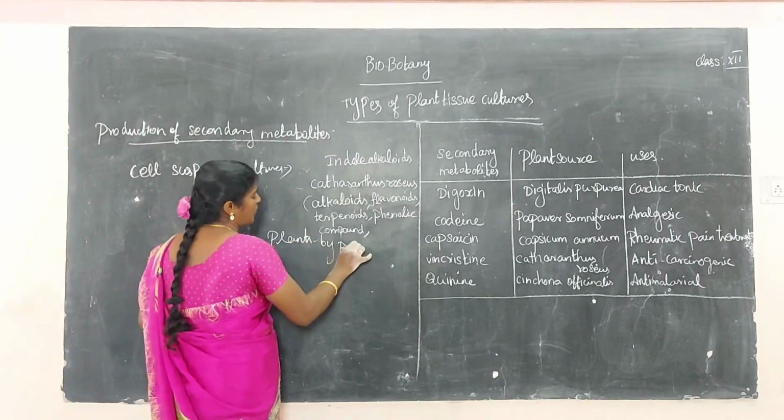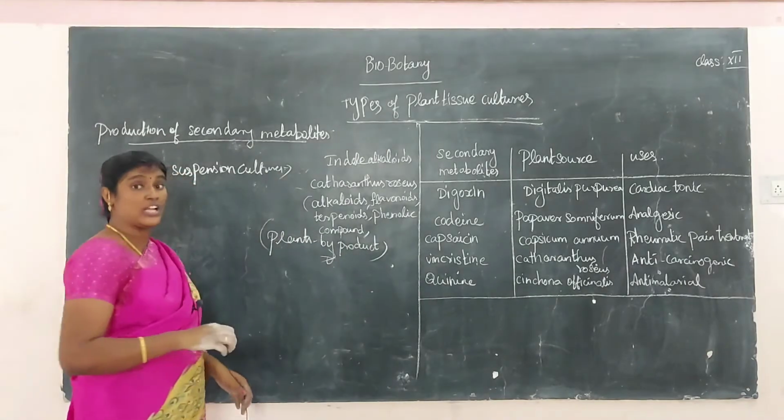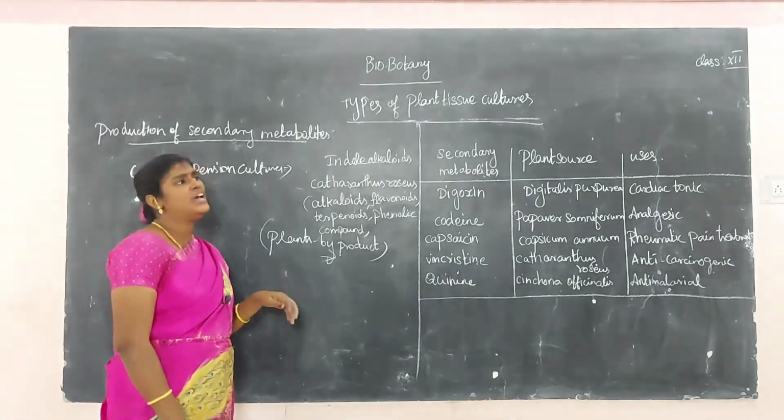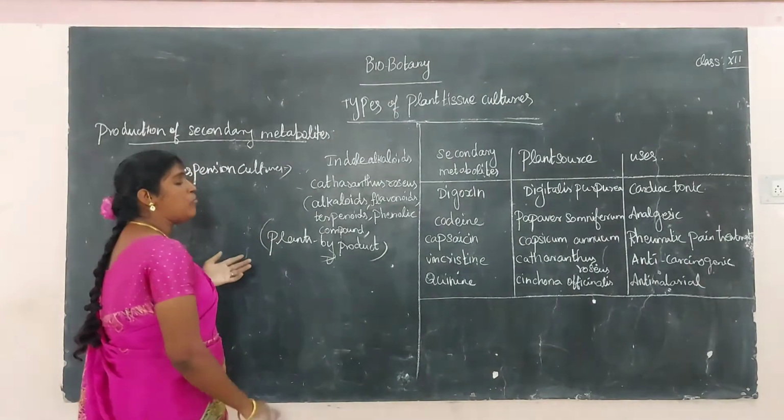What is the use of the plant byproduct? The plant byproduct is mainly used for commercial purposes, industrial purposes, and medicinal uses. Okay, so what are the important medicinal values?